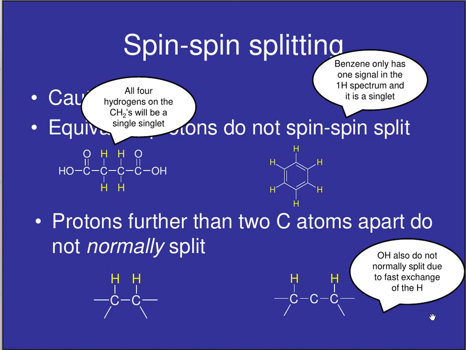And please note as well, OH also does not normally cause splitting. So if there's an oxygen here, there's fast exchange of the hydrogen away, so that hydrogen's never home, and so the hydrogen's not going to cause splitting with a neighbor. It's not going to act like a true neighbor, and so it will not cause splitting.